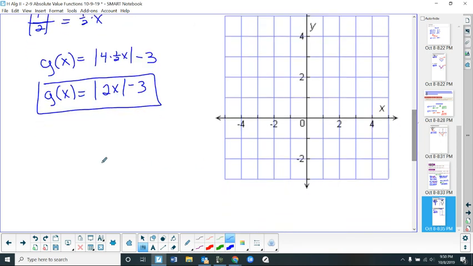So again, to graph that, you could either put it in your calculator, or you could make a table of values by hand. Sometimes I think this is just as fast. 2 times -2 is -4. Absolute value of -4 is 4, minus 3 is 1. 2 times -1 is -2. Absolute value of -2 is 2, minus 3 is -1. 2 times 0 is 0. Absolute value of 0 is 0, minus 3 is -3. 2 times 1 is 2. Absolute value of 2 is 2, minus 3 is -1. 2 times 2 is 4. Absolute value of 4 is 4, minus 3 is 1. There's your table of values.